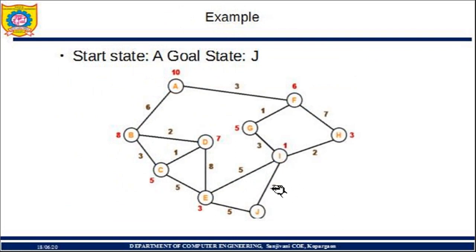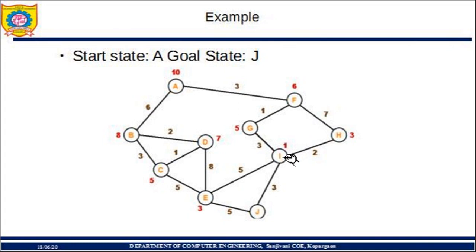For E, what is the F value for E via I? Start from the start: 3, 1, 3 plus 1 plus 3 plus 5 is G of n, plus 3, which is my H of n. This will give me F of n for E.